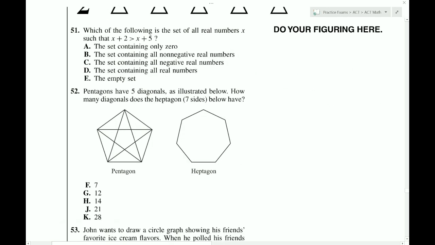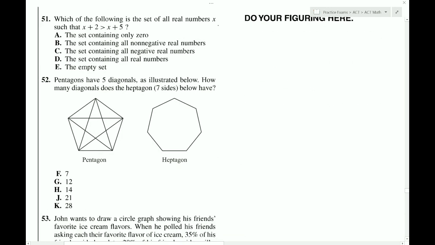Next, which of the following is the set of all real numbers x such that x plus 2 is greater than x plus 5? Okay, so my first step here is I'm going to subtract x from both sides. They are like terms after all, and a lot of people might freak out at this point, thinking they did something wrong. But no, you didn't do anything wrong. You follow the rules of math, and you end up with this. So at this point, you can interpret it from here, or you can combine these by subtracting 2. But let's interpret it from here. So the question is, is this true or false?